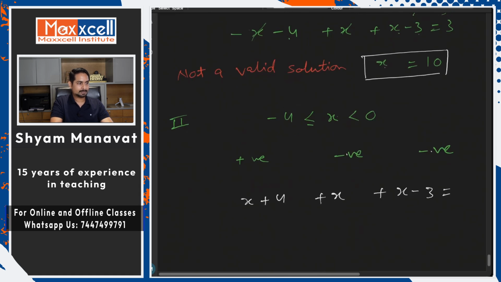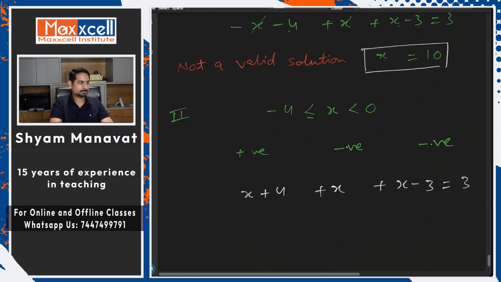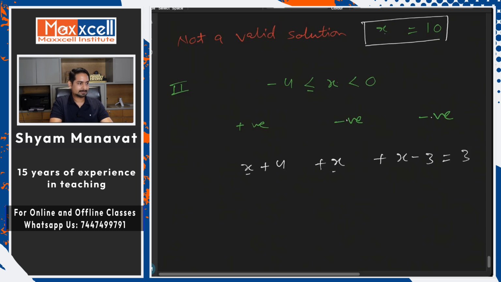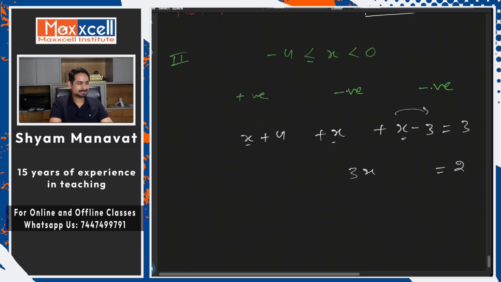That's the condition, equal to 3 here. So what do you get? x is 3x. 4 minus 3 is what? Plus 1. Plus 1 to the other side will become minus 1. Sorry, 3 minus 1 is what? 2. So x is equal to 2 by 3.